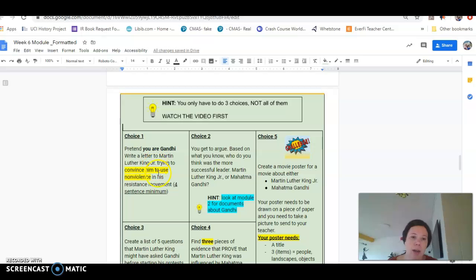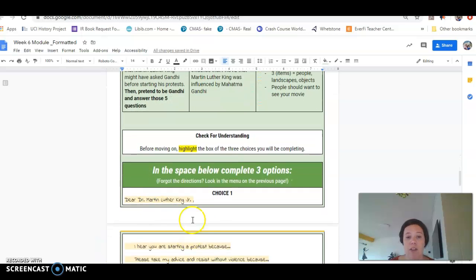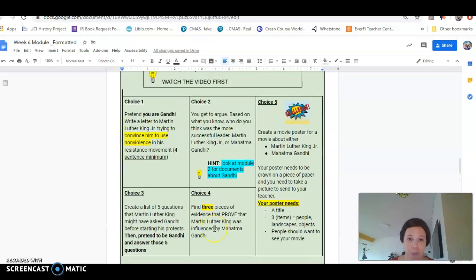So the first one, you're pretending you are Gandhi and you're writing a letter to MLK, trying to convince him to use nonviolence. So obviously we know he did use nonviolence, but think about what Gandhi would say to MLK to urge him to use that as the primary means of protest. It has to be a 4-sentence minimum. We've already given you some of the sentence starters.